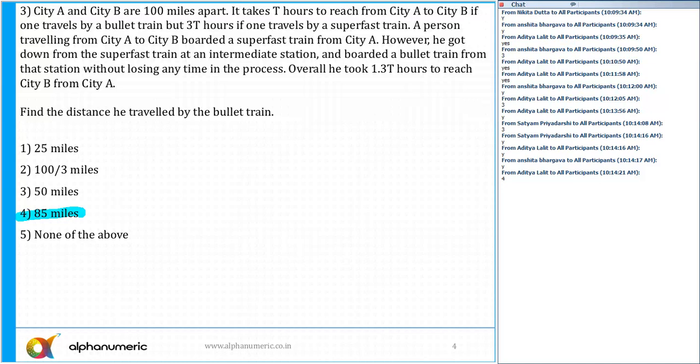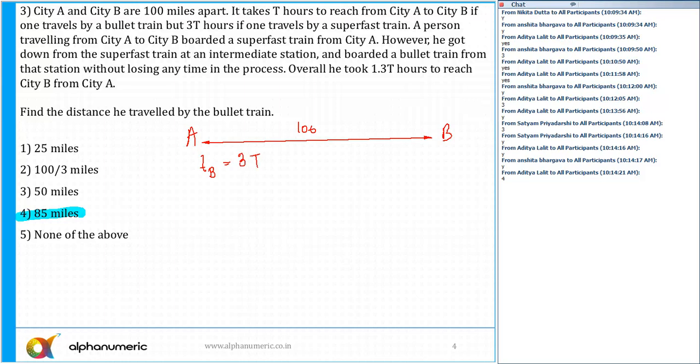Again, an easy one. It says city A and city B are 100 miles apart. So the distance between the two cities is 100 miles. So let's say this is city A and this is city B, and 100 miles. It says it takes T hours to reach from city A to city B if one travels by a bullet train.